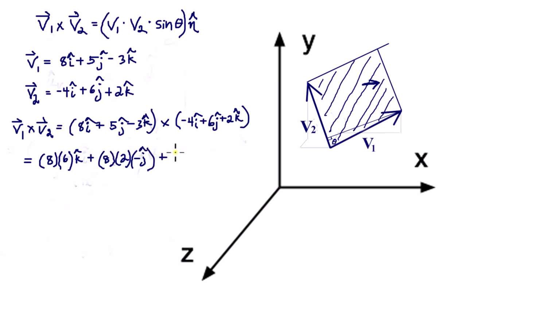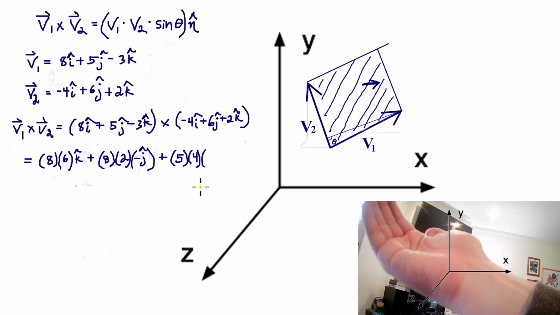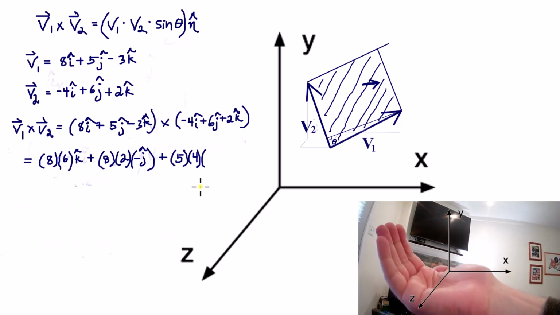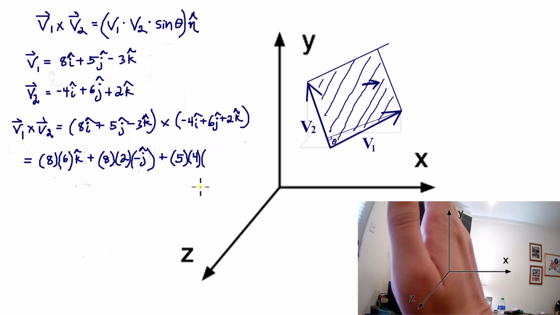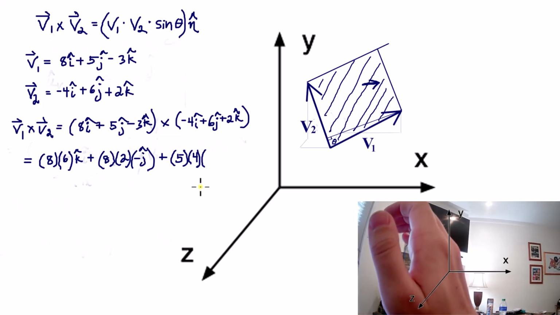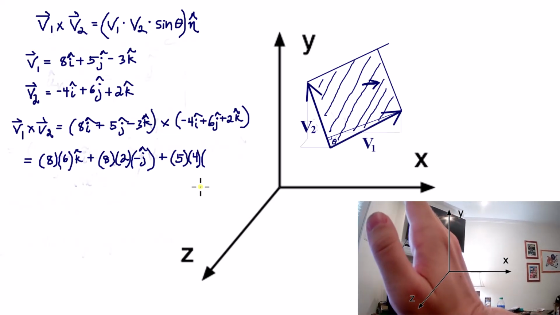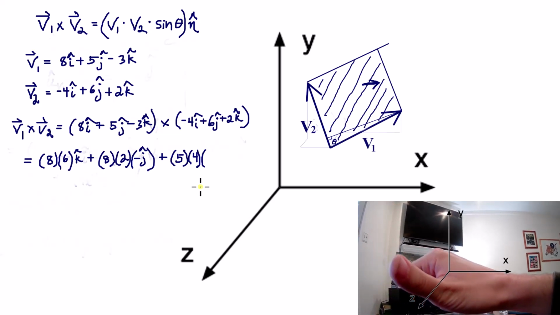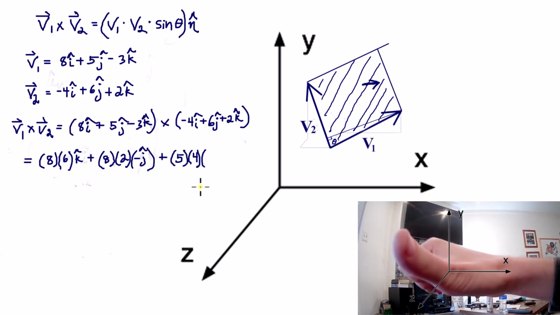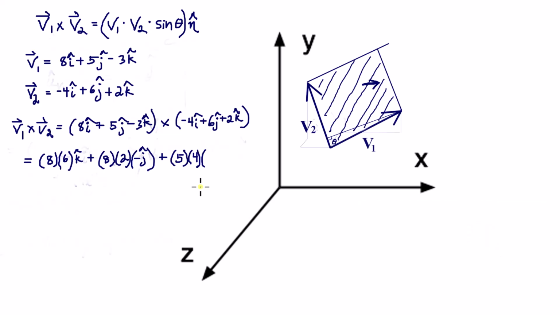Okay. Now we've got 5 j hat cross minus 4 i hat. So put 5, put positive 4. Now we want to cross positive j hat with minus i hat. So put the palm of your right hand along j hat, along the y, with the fingers facing minus i hat. And now push the y-axis onto the minus x-axis. And the thumb is facing out of the page in the positive k hat direction.